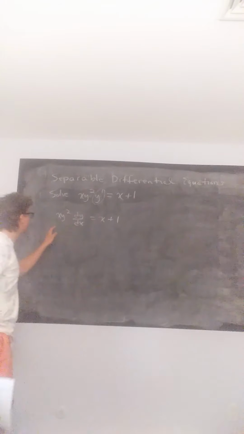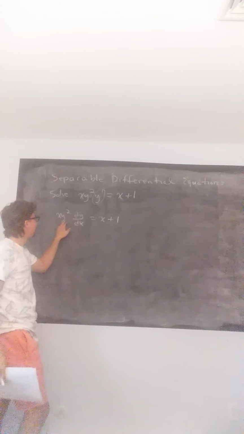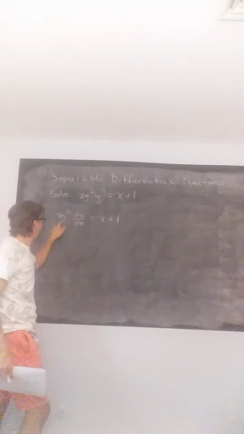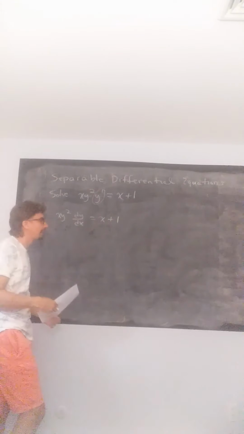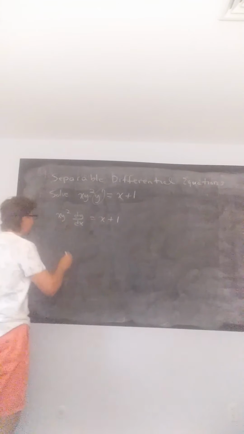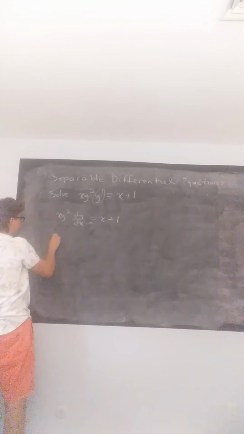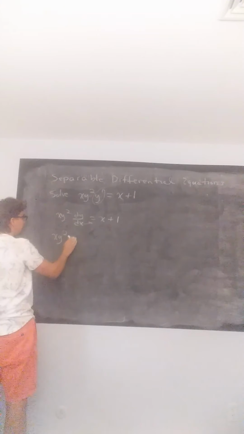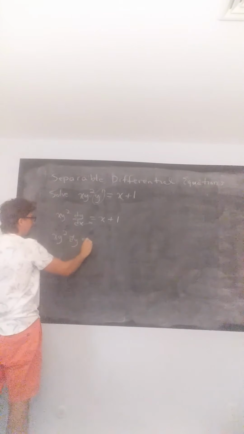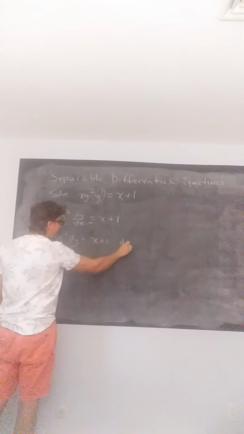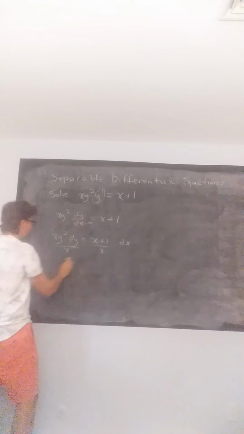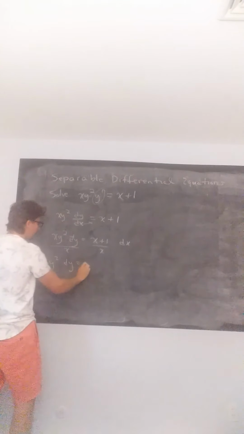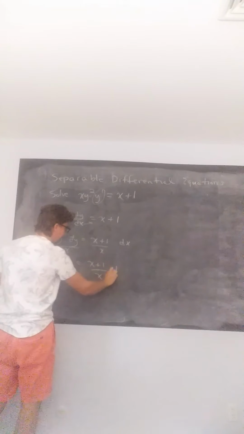Next, think about some things that can happen here. What would you rather do? Try to get y over here or keep it here? I think you want to keep the y squared where it is. But if you divide by this x, you set this up to be something nice. So that's going to be something we're going to look at down the road. I'm going to get this dx over here first. So I'm going to call this xy squared dy equals x plus 1 dx. And then I'm going to go ahead and divide both sides by x. So I have y squared dy equals x plus 1 over x dx.